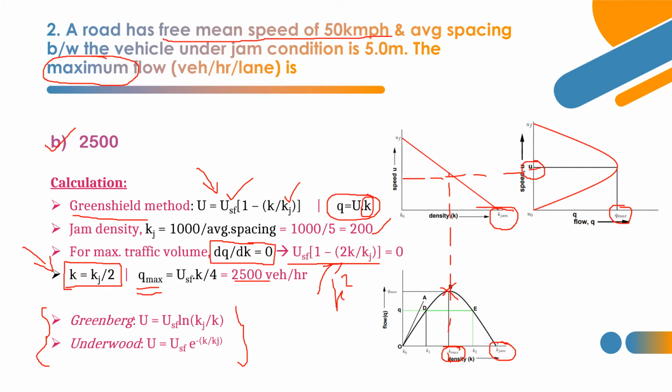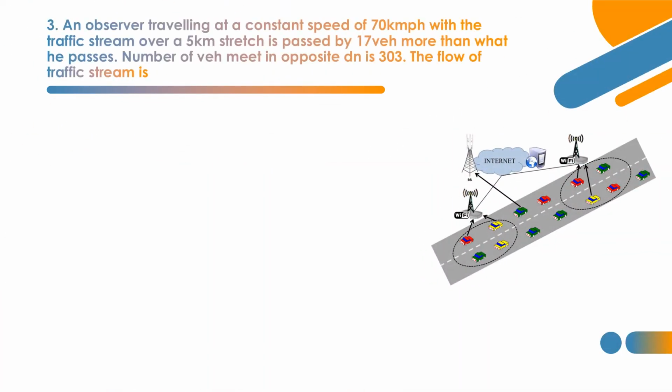Now let's move on to the third question. An observer traveling at a constant speed of 70 km per hour with the traffic stream over a 5 km stretch is passed by 17 vehicles more than what he passes. This question is purely based on the floating car method. They have given some data regarding that, and the number of vehicles met in the opposite direction is 303. The flow of traffic stream is?